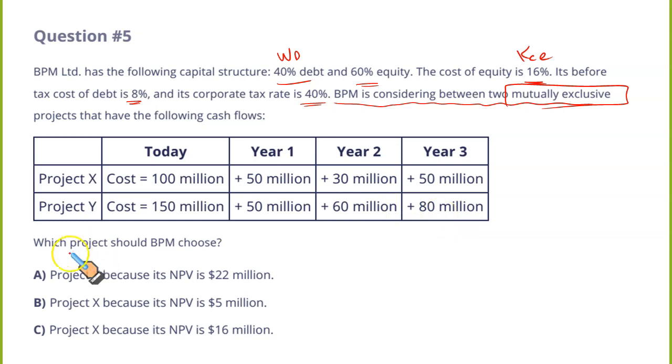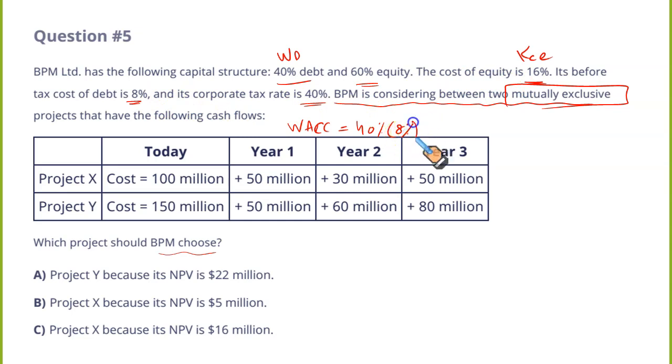So what should we do? Which project should BMP choose? Of course, NPV. But for NPV, we need a discount rate. What to do? We have two different sources of finance, debt and equity, so we need to use WACC, weighted average cost of capital. Apply the formula straight away. Do not go for niceties. Save time. Debt is 40% of your total capital structure, and the cost of debt is given as 8.